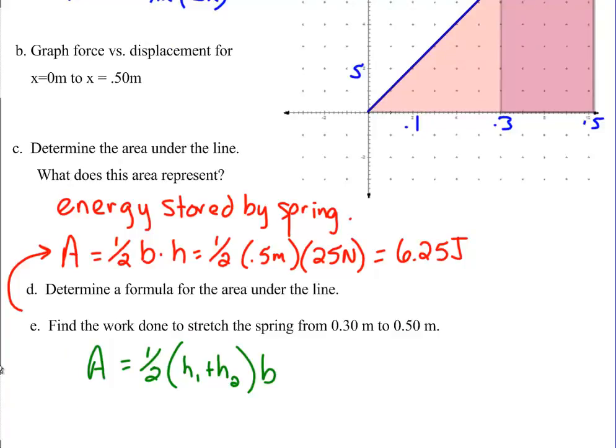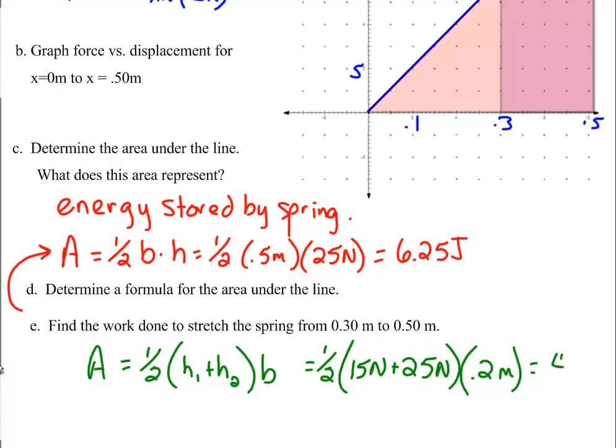So trapezoid is height 1 plus height 2 times 1/2 times the base. So I have 1/2. Height 1 is 15 newtons. Height 2 is 25 newtons. My change in base is 0.2 meters. So I do the algebra and I end up with 4 joules. So going from 0.3 to 0.5 meters for stretch, I generate 4 joules of energy.